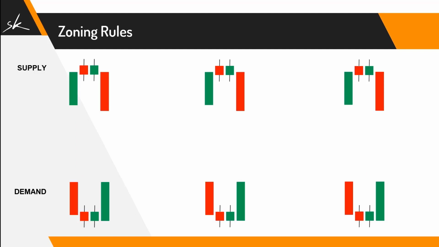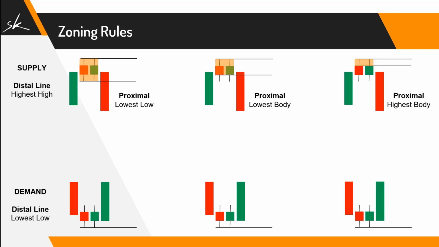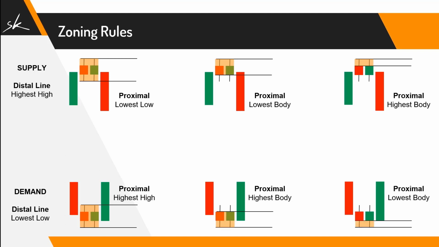Zoning rules. Zones can be drawn in three different ways. In case of supply, distal line will always be the highest high, but the proximal line can be drawn in three different ways: by using the lowest low, by using the lowest body, or by using the highest body. Similarly, in case of demand, distal line will always be the lowest low, but the proximal line can be drawn in three different ways: by using the highest high, by using the highest body, or by using the lowest body.